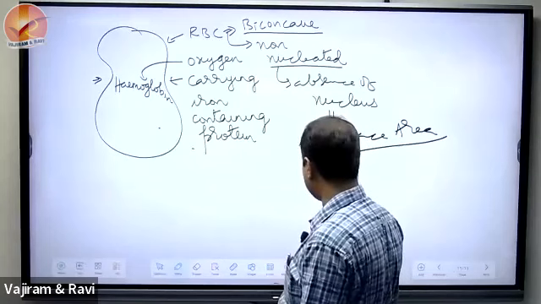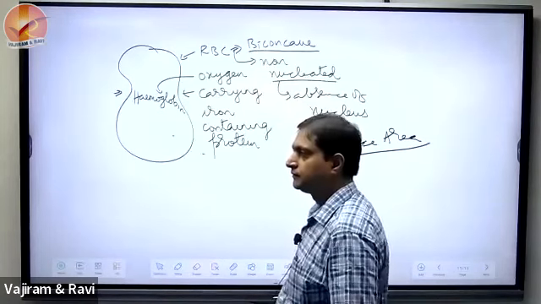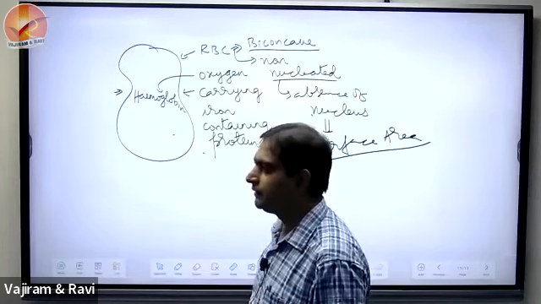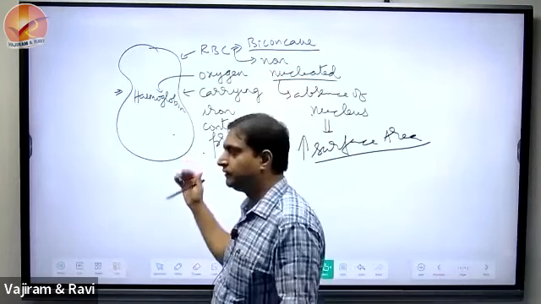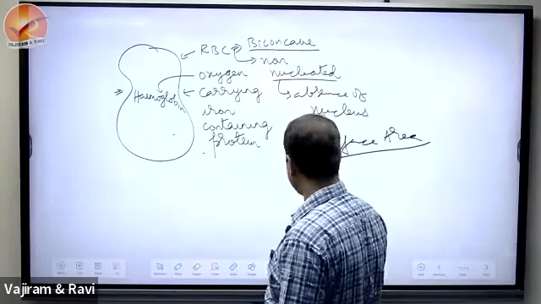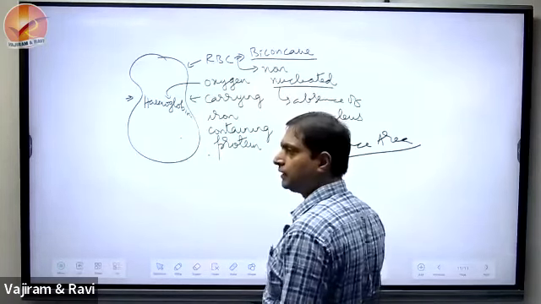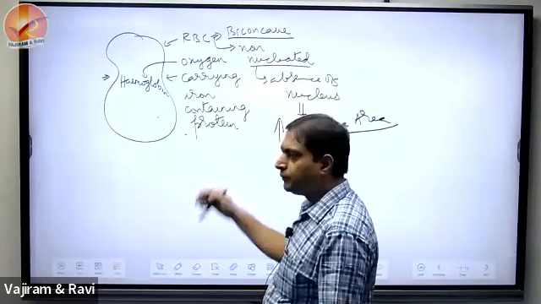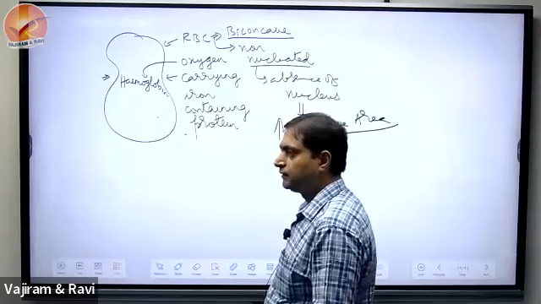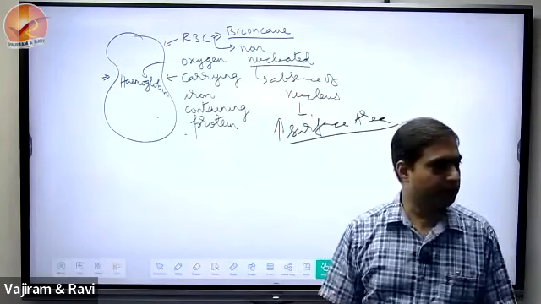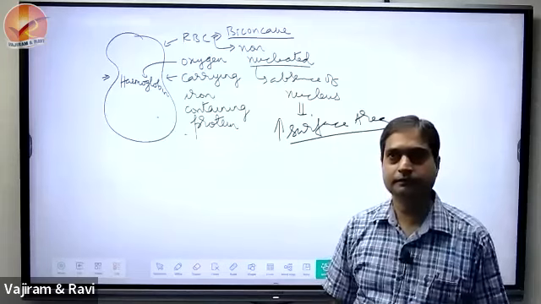Yes, your RBC is surviving 120 days. Is it clear? And then we are surviving. If RBC survive, then only we can survive. No, this nucleus is eliminated. There is no DNA in the RBC as there is no nucleus. You cannot use RBC for DNA fingerprinting. Is it clear? You can use the white blood cell for DNA fingerprinting, not the red blood cell.